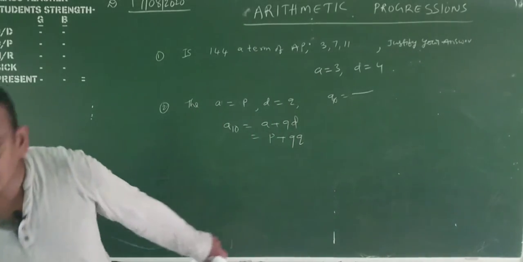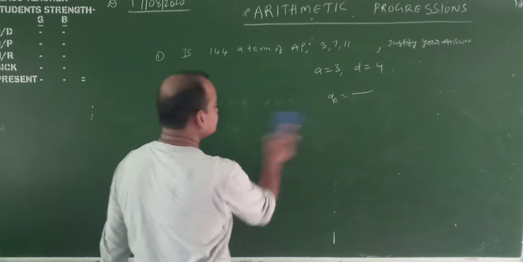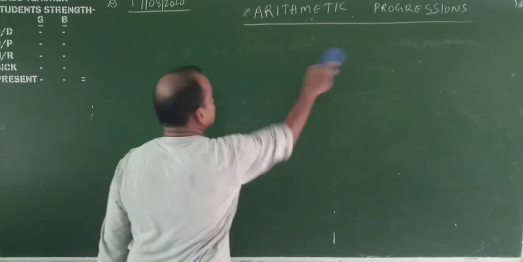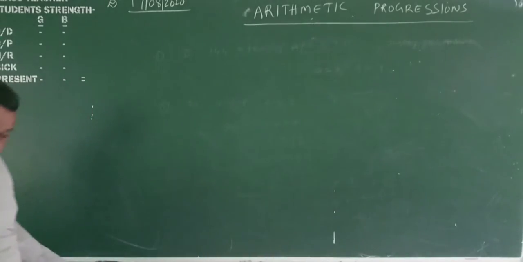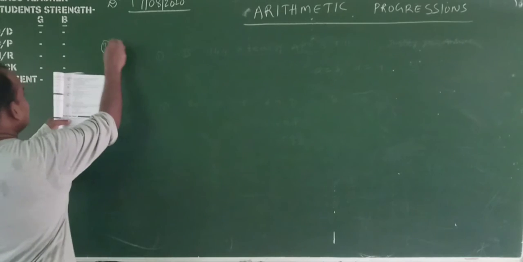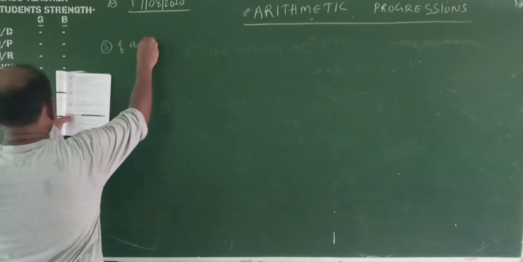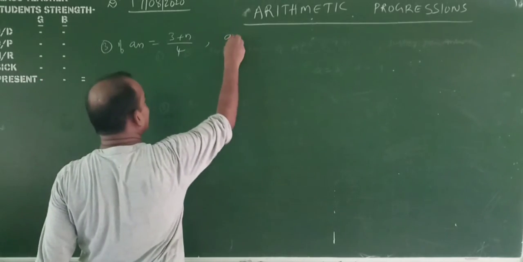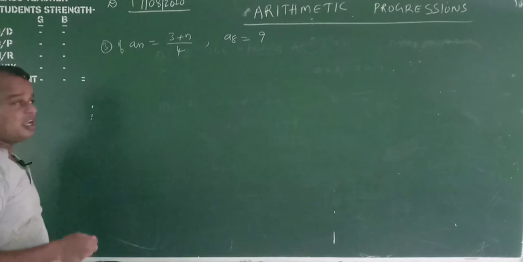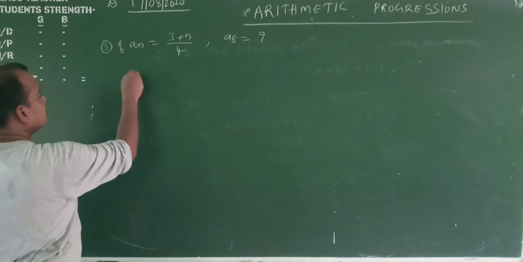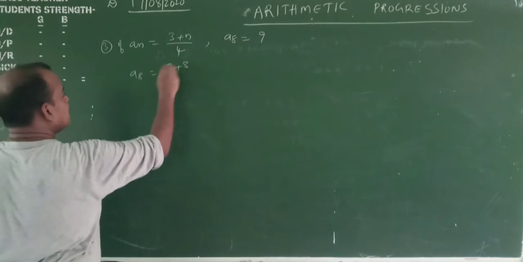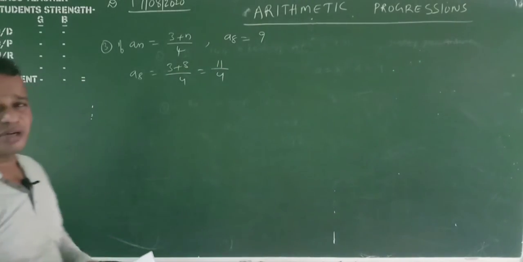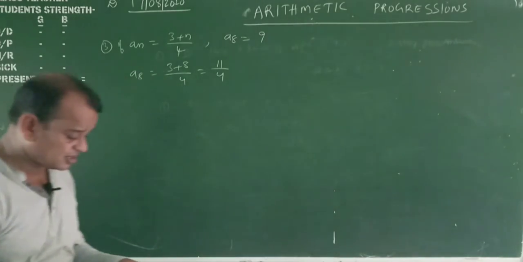Next, what is given? The nth term is given. Third question. The nth term An is given. If An is equal to 3 plus n by 4, then find its eighth term. Eighth term means instead of n we write 8. A8 is equal to 3 plus 8 by 4, that equals 11 by 4. Simple 1 mark questions, these all are.